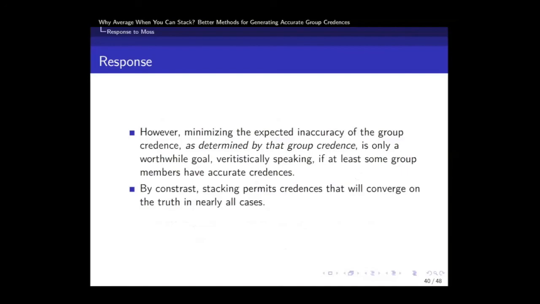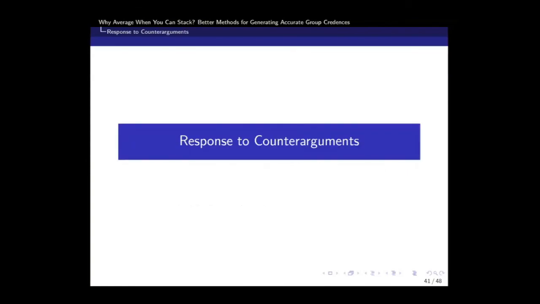And by contrast, stacking is going to permit credences that will converge on the truth in nearly all cases under the assumptions of exchangeability, et cetera, right? So that seems to suggest that from a veritistic perspective, rather than taking a linear mean, as both Pettigrew and Moss have argued, we ought to instead do stacking, right?